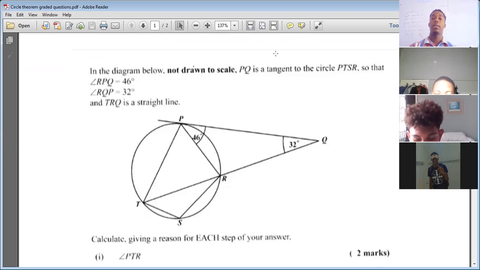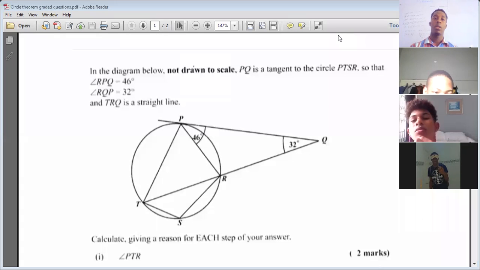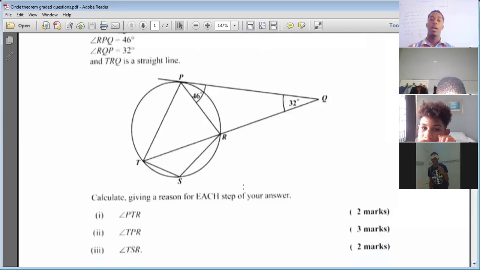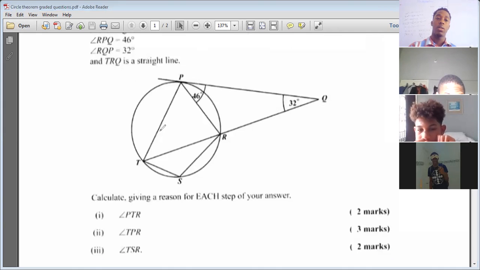So let me just write it in. So in here, it is 46. All right, hold on. Let me just go to the next question so I can have this down. I can just write this in as 46. And this is degrees. Now, next thing.